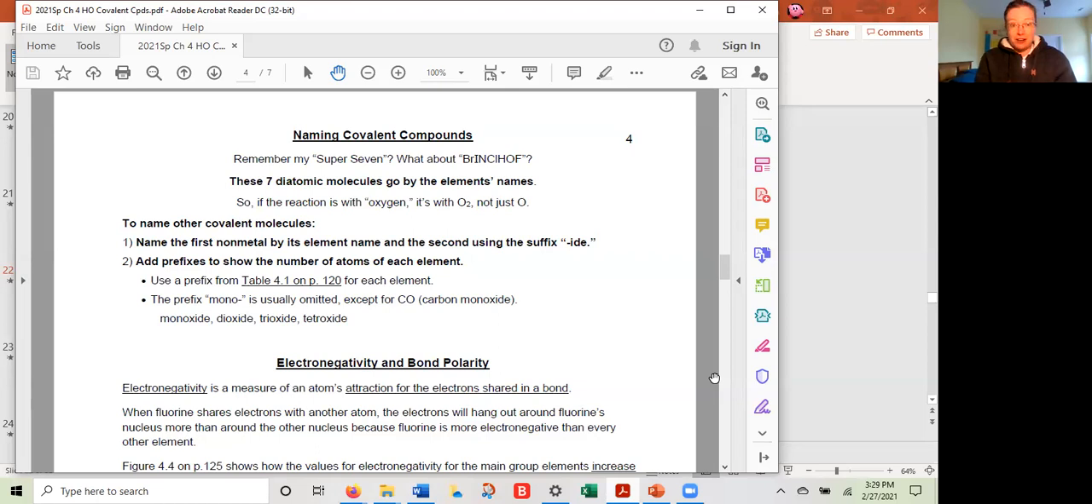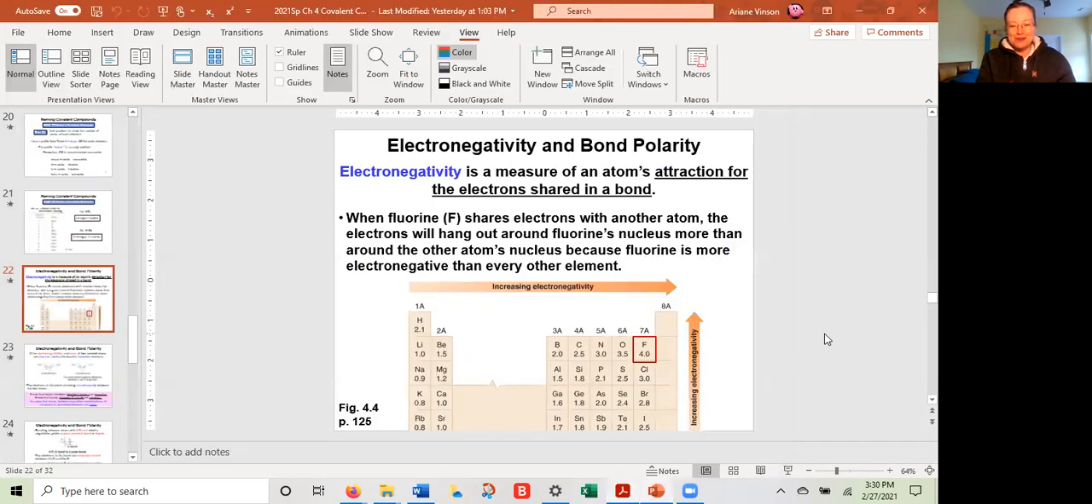The handout, if you are using it to follow along with the presentation, we are now on page 4 of the lecture handout, where it starts a little ways down talking about electronegativity and bond polarity. So if you want to go ahead and turn to that page and have that page ready as we go through, you'll be able to follow along with the PowerPoint presentation and me. Here we go.